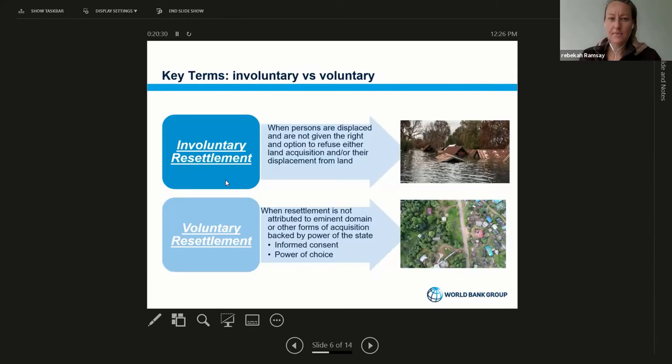So we've just had a talk about involuntary versus voluntary. And I've said that for any type of land use, acquisition, or restriction to be done on a voluntary basis, it means that the person who owns the land needs to be able to say, no, I'm not going to give it for the project, and the project can still go ahead. All other types are classified as involuntary.